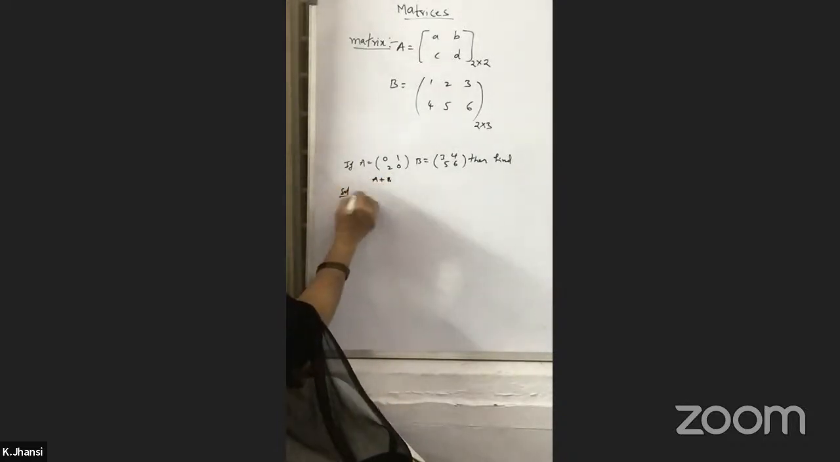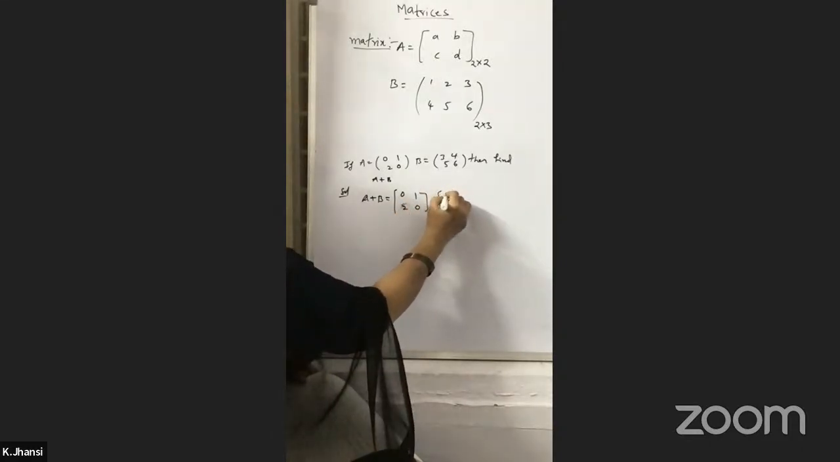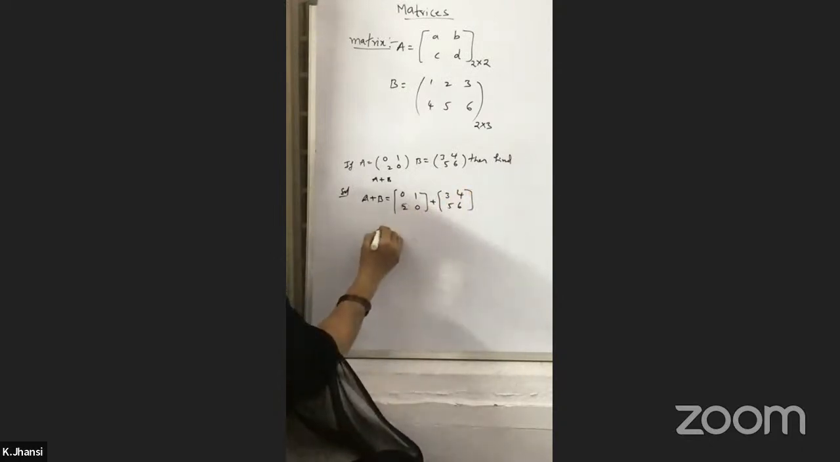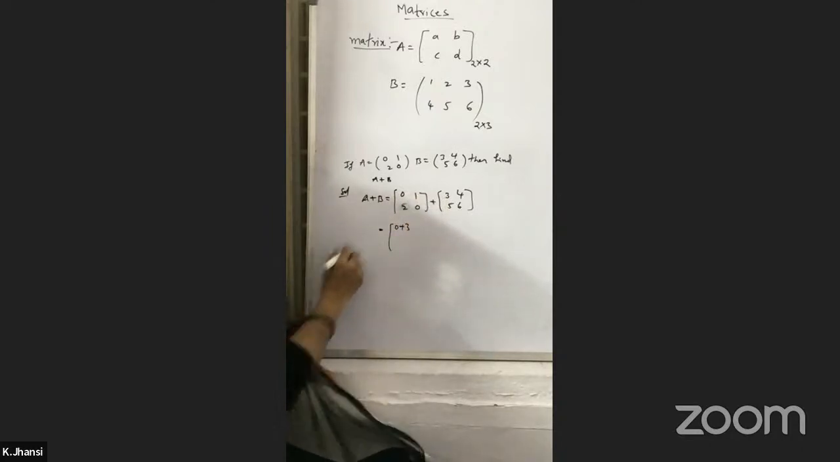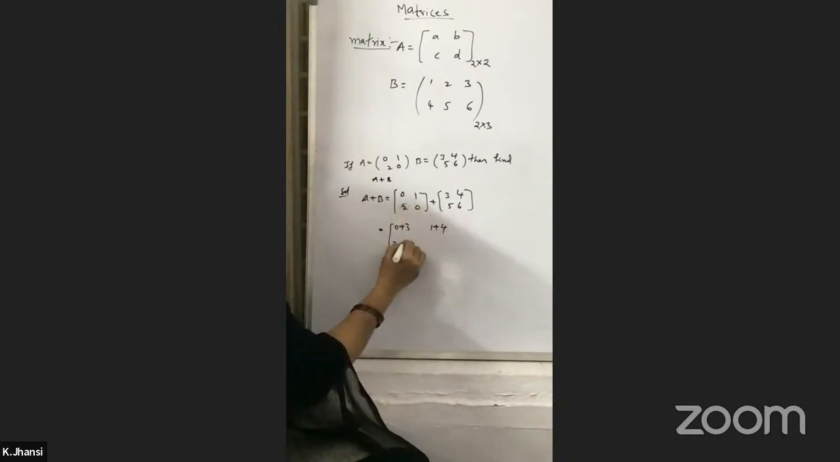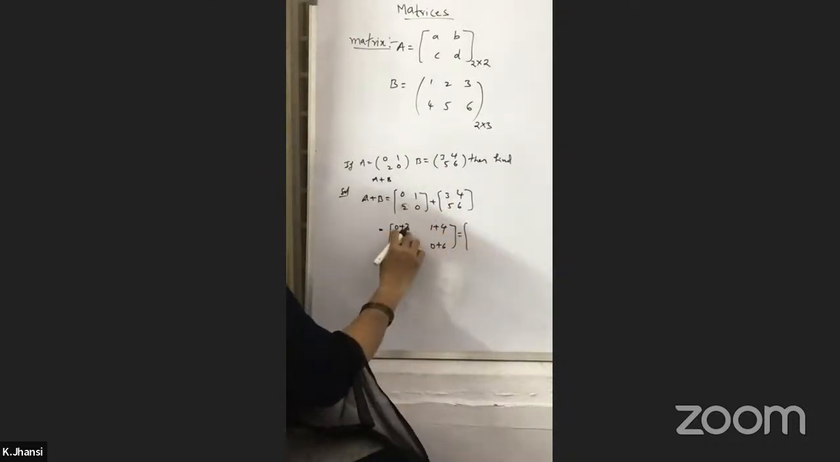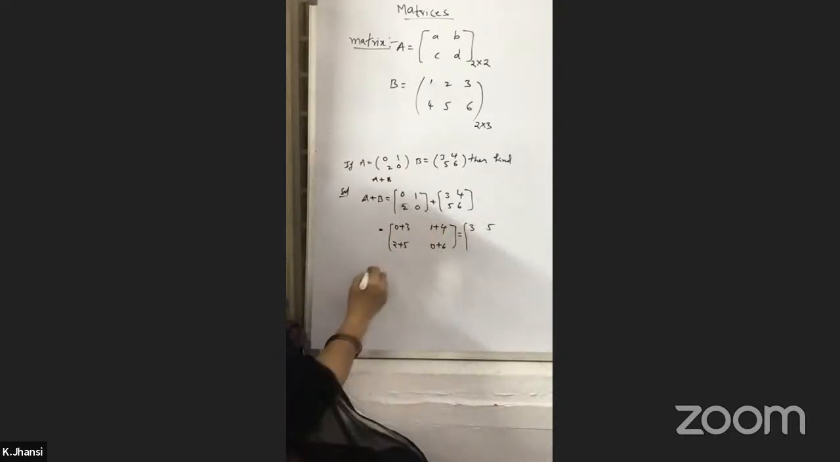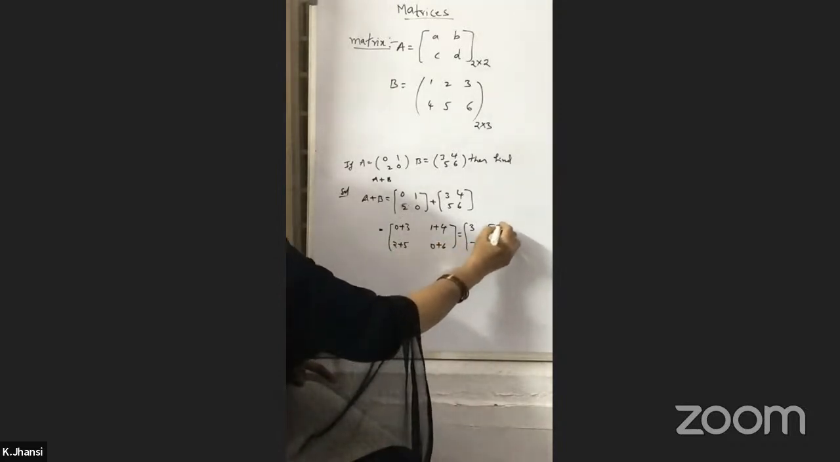Okay. So A plus B equals, first you write this one, 0, 1, 2, 0, plus B, which is 3, 4, 5, 6. So it is equal to the corresponding elements. See, first you write like this if you have any confusion. 0 plus 3, next 1 plus 4, next 2 plus 5, next 0 plus 6. So what will you get? 0 plus 3 is 3, 1 plus 4 is 5, 2 plus 5 is 7, 0 plus 6 is 6.